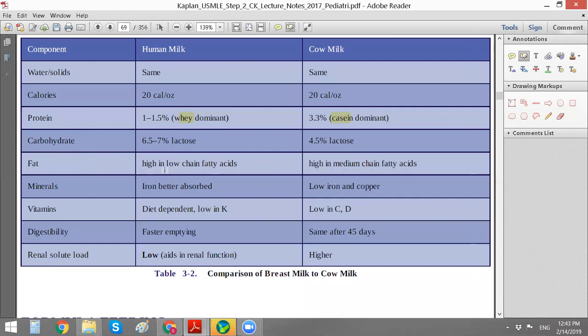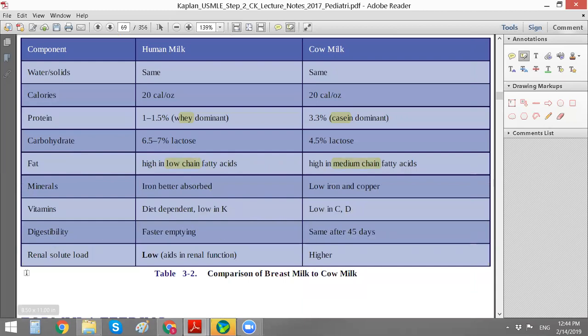The fat in human milk is long chain, and that one is medium chain. So it's much easier to digest because human milk has long chain. Iron is better absorbed, low iron and copper. Then diet dependent, low in potassium. Low in vitamin K, I think. Low in C and D. Digestibility is faster emptying.